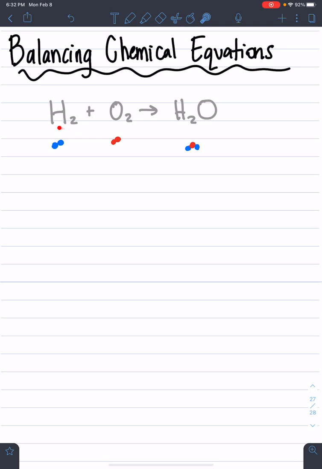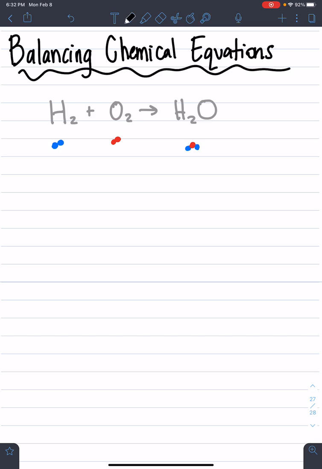So we know hydrogen, it has two hydrogens in this molecule, so it's two hydrogens bonded together, two blue dots. This one is two oxygens bonded together, so that's two red dots. Now this molecule over here is water, it's H2O, so we have one oxygen up top and then two hydrogens that are bonded to it. So this is what this molecule looks like.